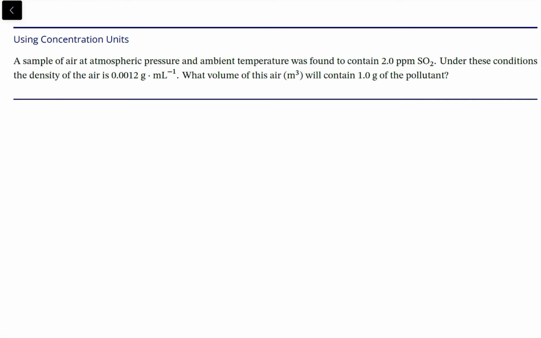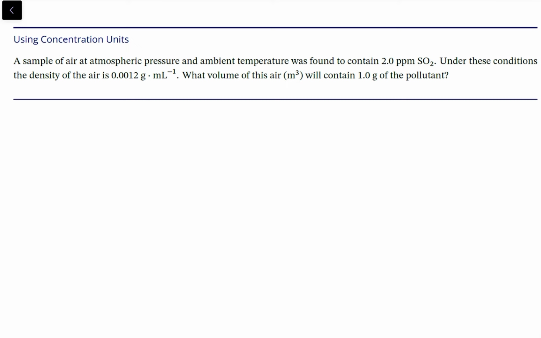All right, so let's see how we can use concentration units and some dimensional analysis with concentration units to determine some useful information. So we're told a sample of air at atmospheric pressure and ambient temperature was found to contain 2.0 parts per million SO2. Under these conditions, the density of air is some gram per milliliter. What volume of this air in cubic meter will contain 1 gram of the pollutant?